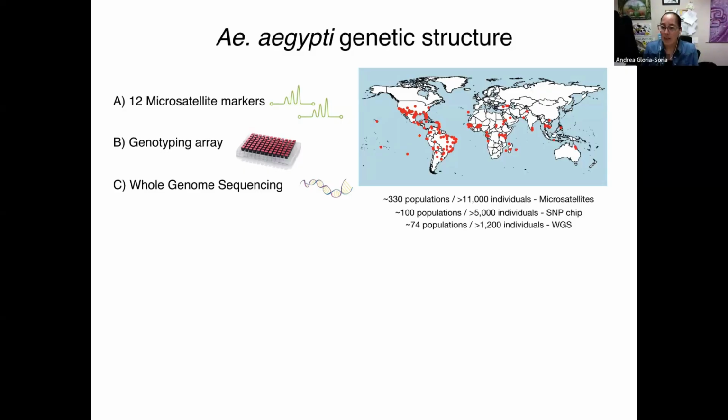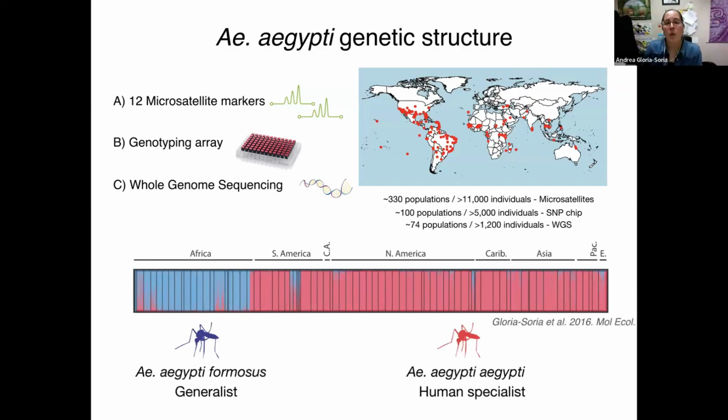Over the last decade, we have collected mosquitoes from across the Aedes aegypti distribution, and you can see some of those collections in this map, which has yet to be updated for the last couple of years, but as of this distribution that I'm presenting here, we had over 11,000 mosquitoes genotyped with the different markers.